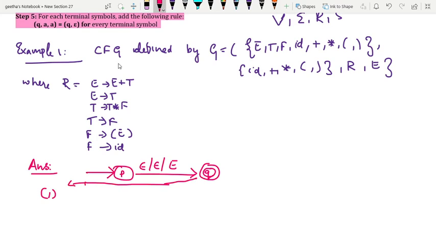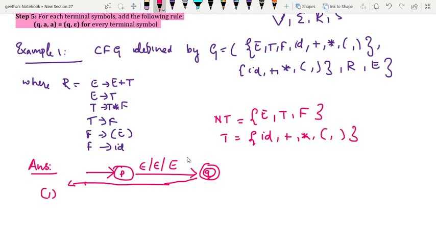What is the first rule? You know that the rules are given here: E gives E plus T, E gives T, T gives T star F, T gives F, F gives parenthesis E, and then ID. So let me list the non-terminals and terminals. Non-terminals are all the symbols that come on the LHS, and don't write the duplicates: E, T and F. Sigma gives your terminals: ID, plus, star, open parenthesis and then closing parenthesis.